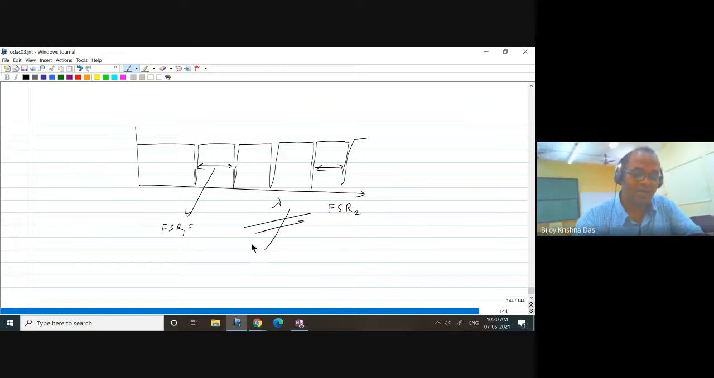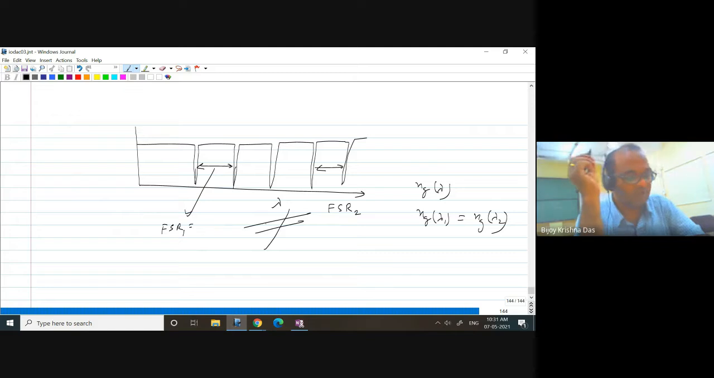the separation, they need not be equal. If ng is lambda dependent, they should not be equal. But if ng around lambda 1 equals ng around lambda 2, they are the same, then you can consider that FSR 1 equals FSR 2. Okay, so that is free spectral range.